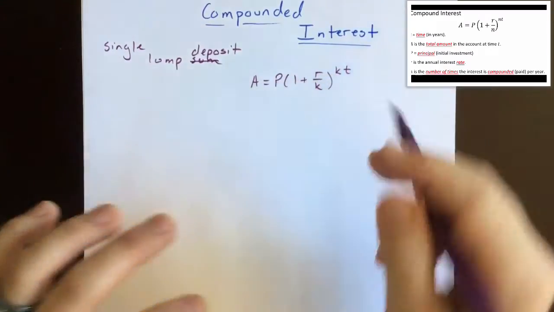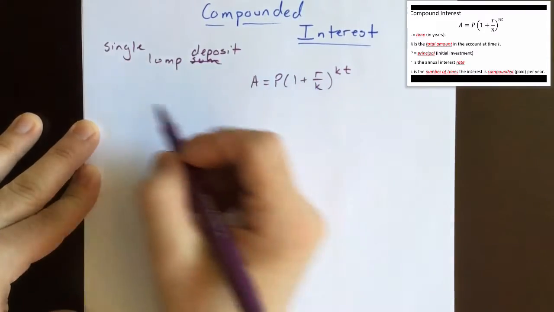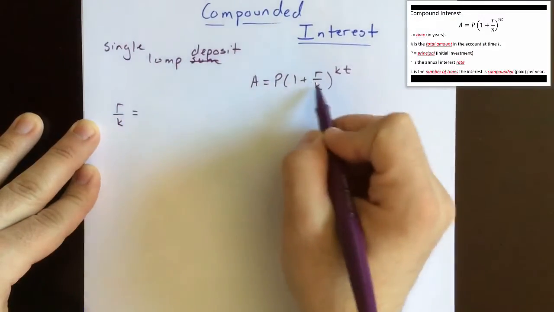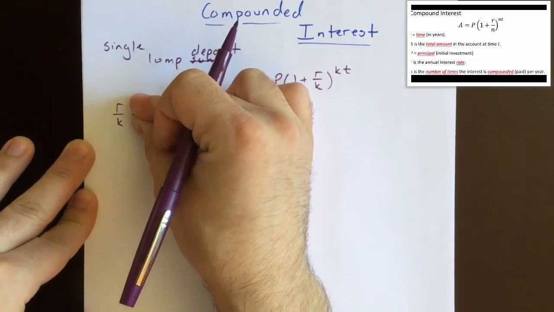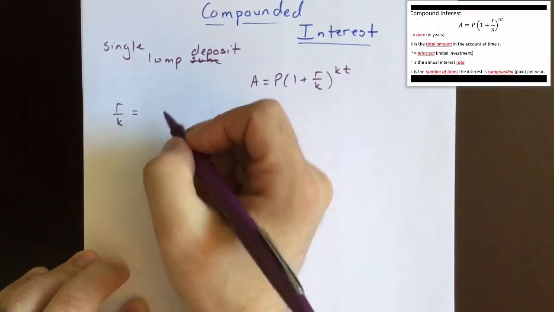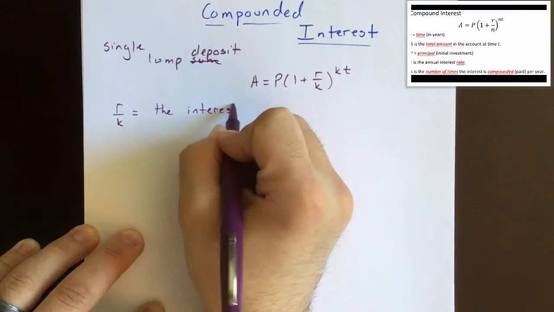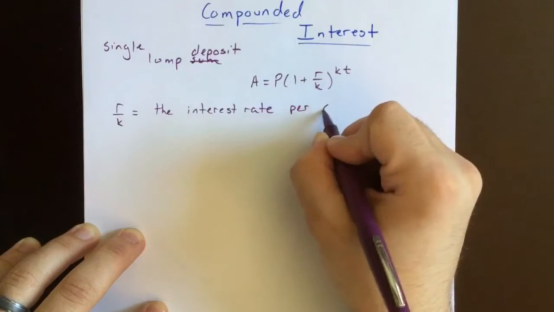Okay, and looking at this, I want to say that this R divided by K, this value, when you actually divide the two, we actually see that this is the interest rate per compounding period.